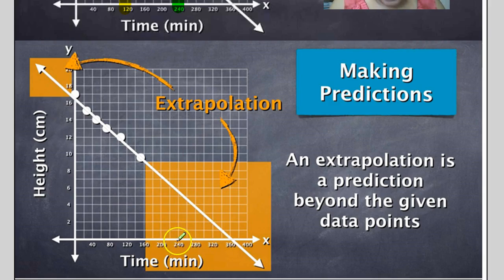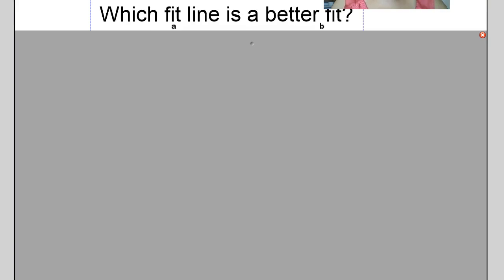So here we have 240, which is not in the data point range. So when we determine that we predict the height would be 6 centimeters, that's called extrapolation, because we predicted it using the fit line even though the value we predicted was outside of the data point range.